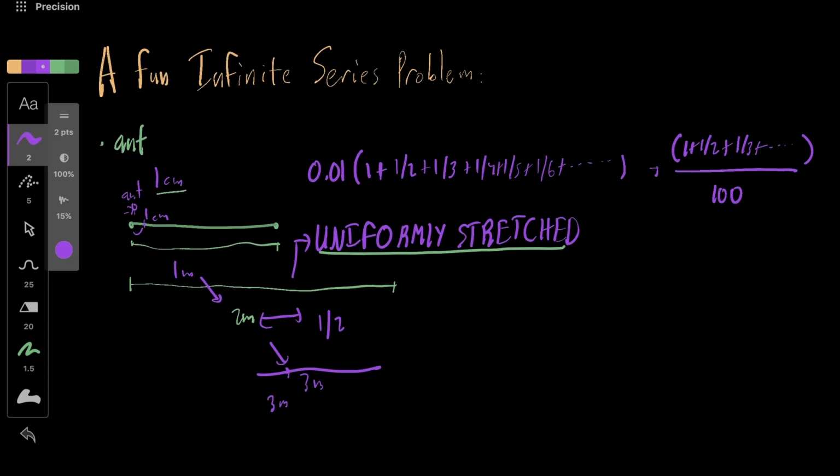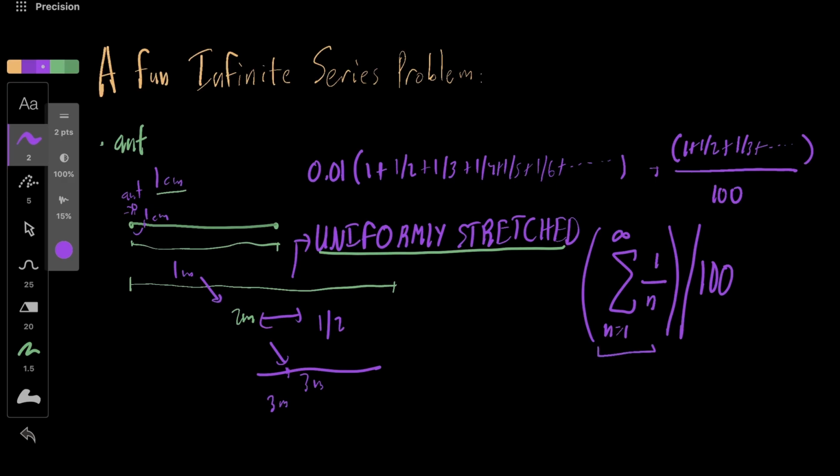Now, basically what happens now is, let's write it another way. Well, you can say the sum from n equals 1 to infinity of 1 over n, and we divide this value by 100. Now, again, remember that this diverges because it's the harmonic series. And yes, it does diverge very achingly slowly. It will probably take the ant a very, very long time to travel an infinite distance, really infinite time.